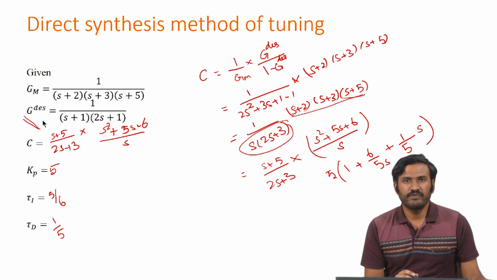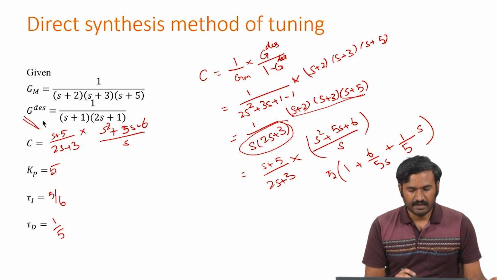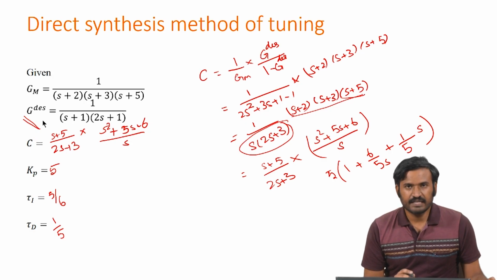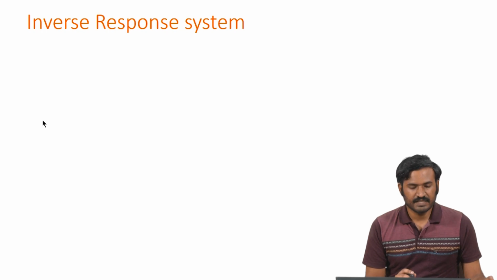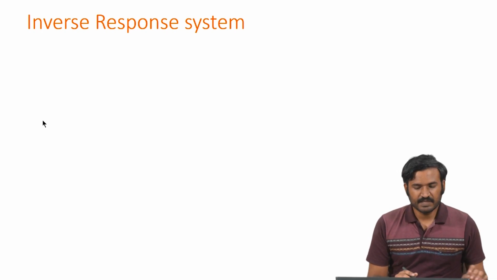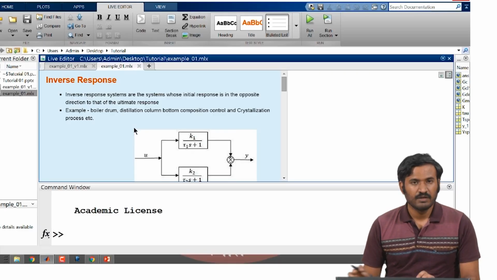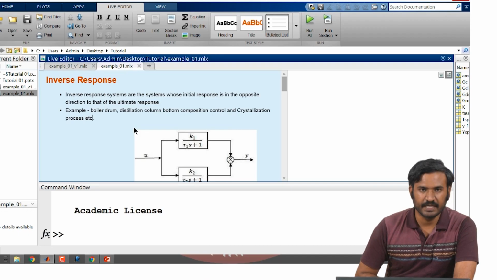Till now we haven't looked at any complicated systems, and one such system will increase the complexity further. One such system is the inverse response system. Inverse response systems are the systems whose initial response is in the opposite direction of the ultimate response.